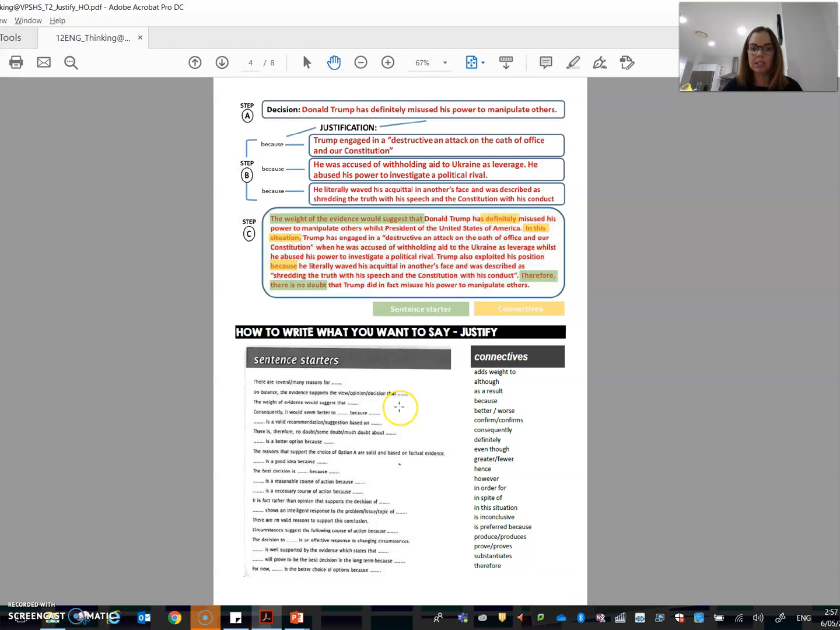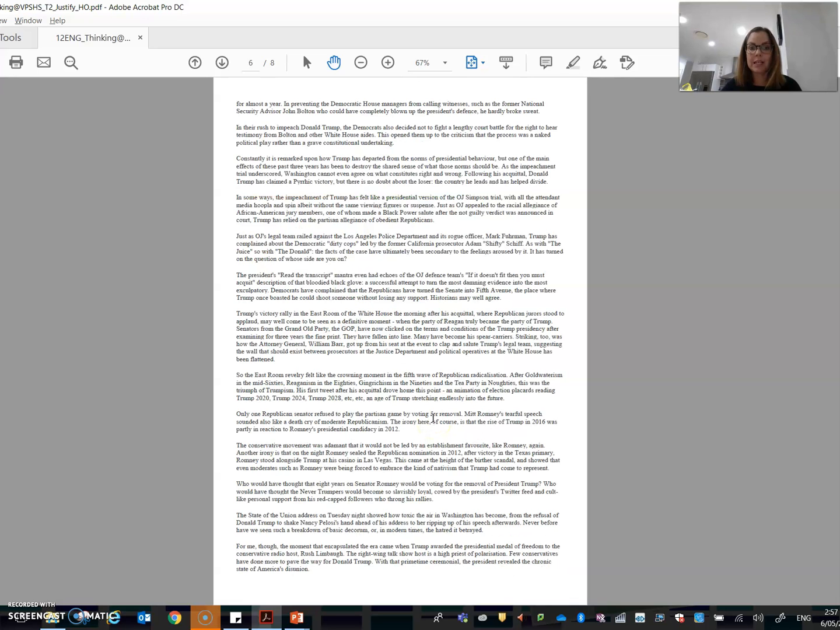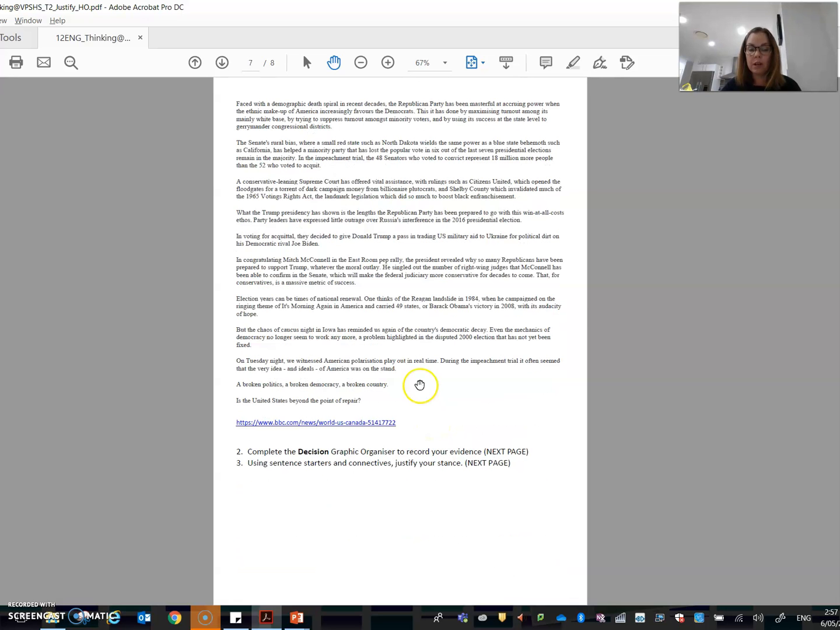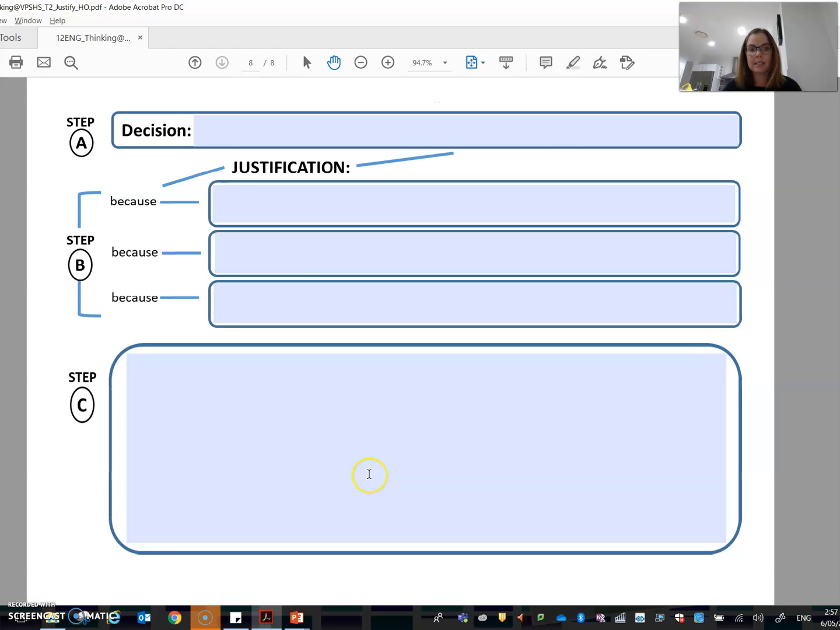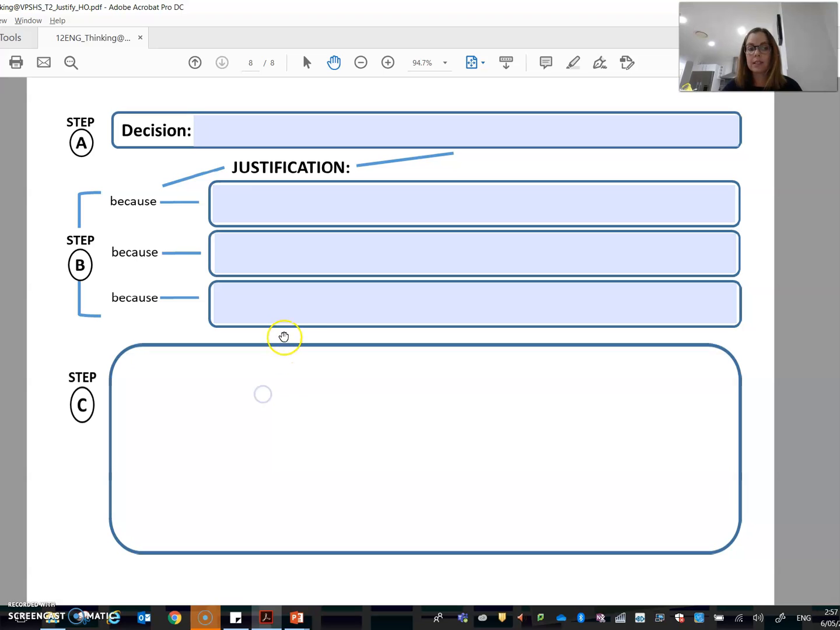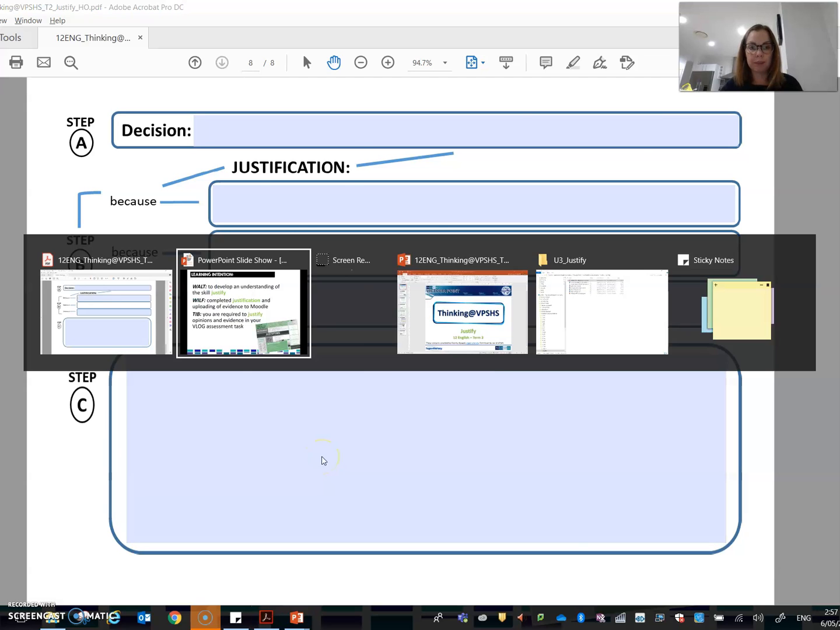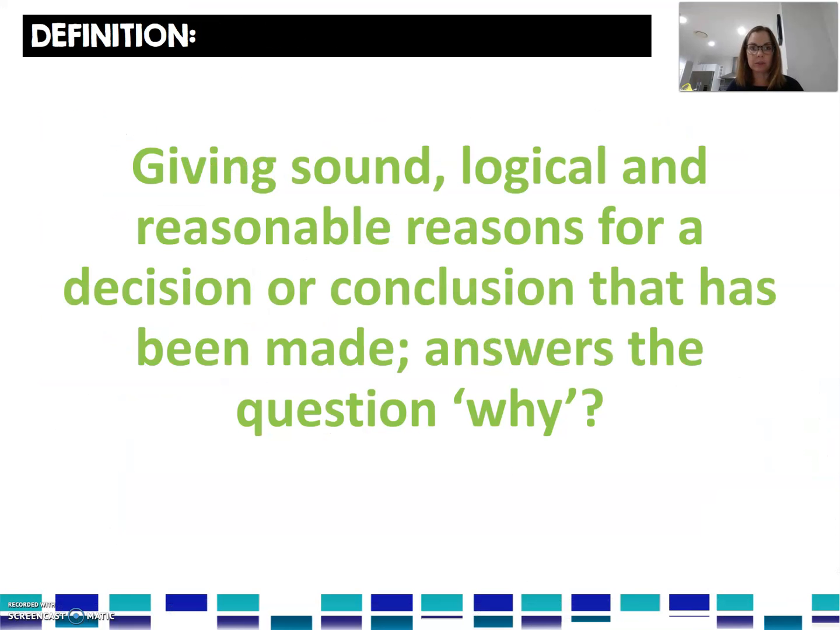A completed justification is here, your sentence starters and your connectives to assist you, and then your turn, looking at a text that you've already seen before, looking at how you can pull evidence from that particular text, complete the decision graphic organizer, and construct your justification. You'll notice that these are blue boxes here, so you can type straight into this PDF. I've made it that way so it's easier for you to complete. So let's have a look at the skill.